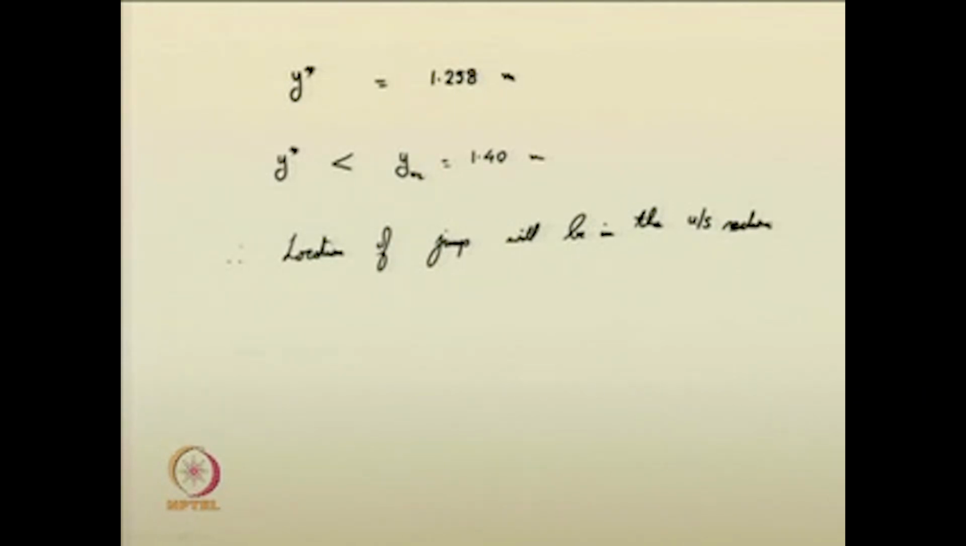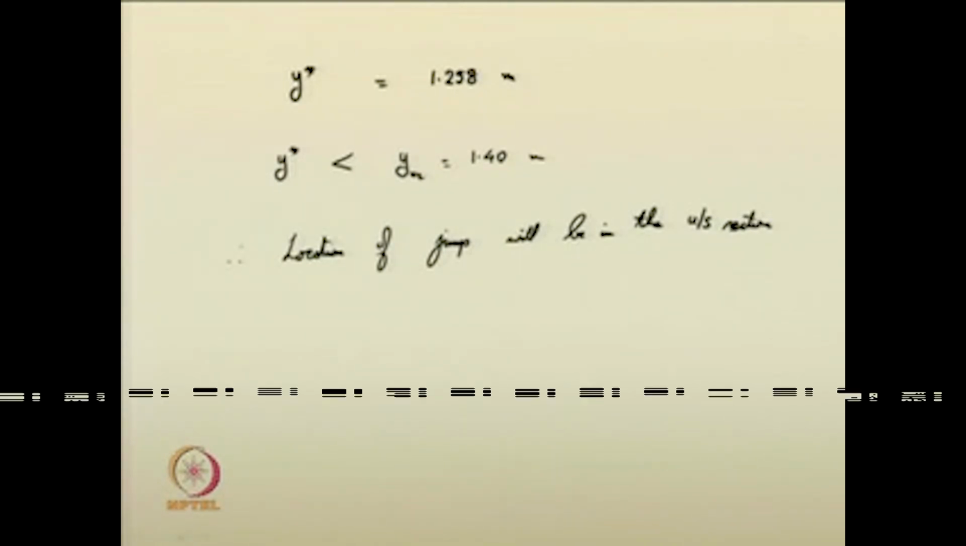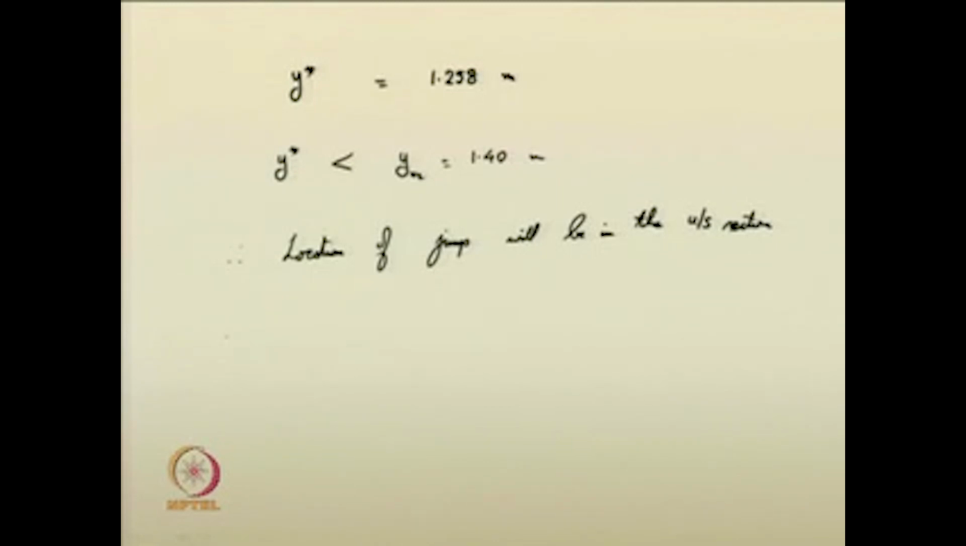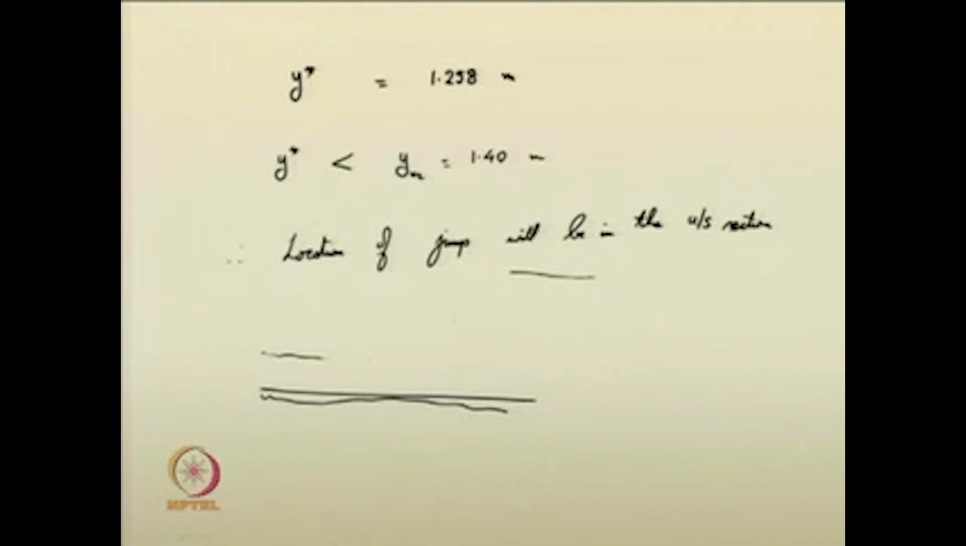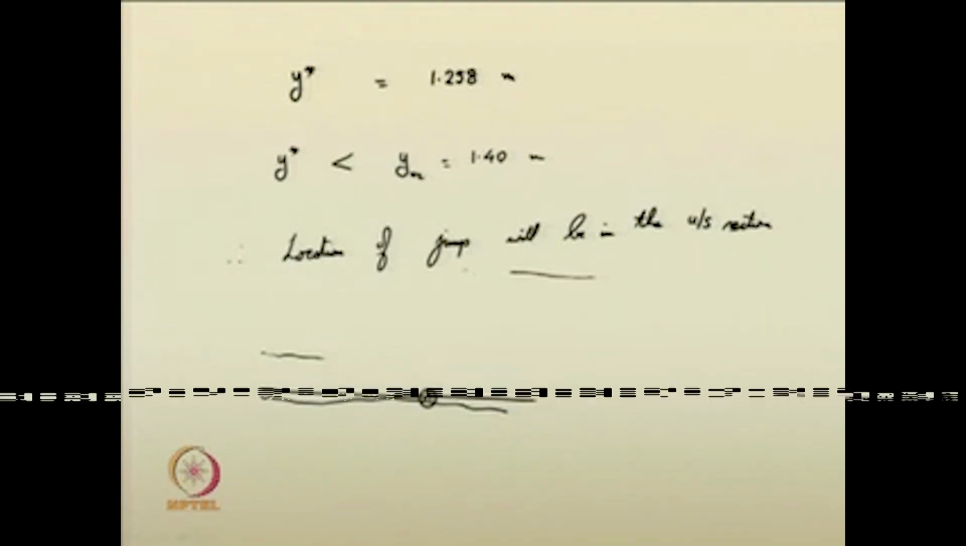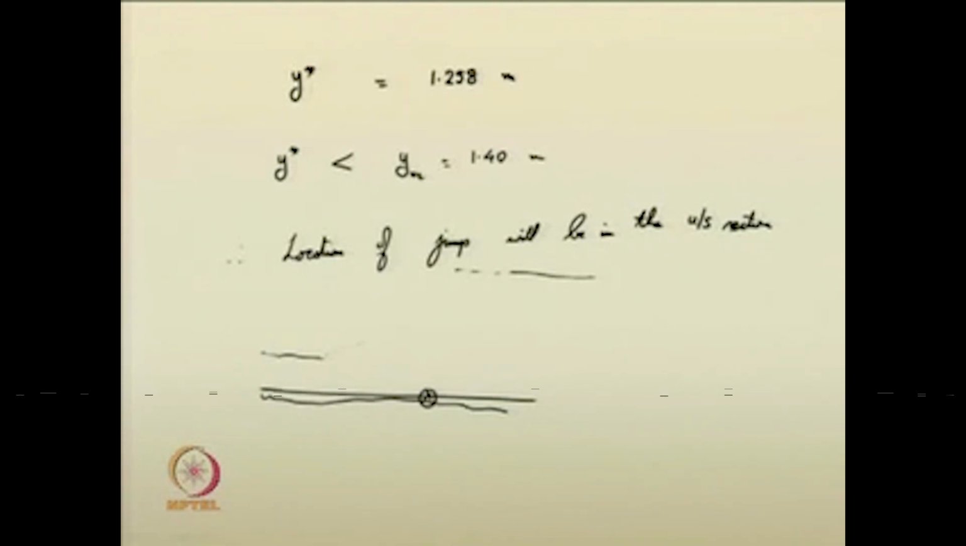It will be in the upstream section, that is, in the steep slope channel. Fine. So, I can just suggest in the following form. It will be something like this. Say this is the normal depth, this is the normal depth here, and if this is the section, there will be a jump in the following form, then an S1 profile will be followed.